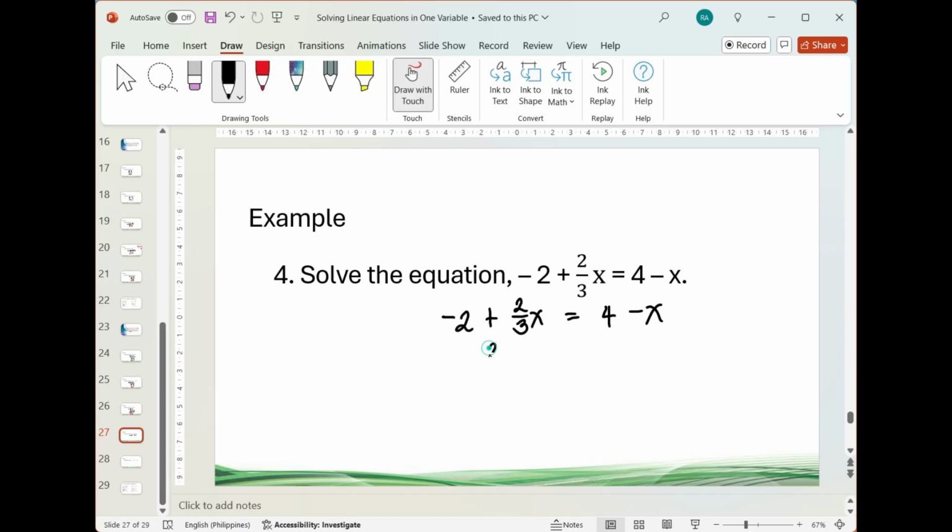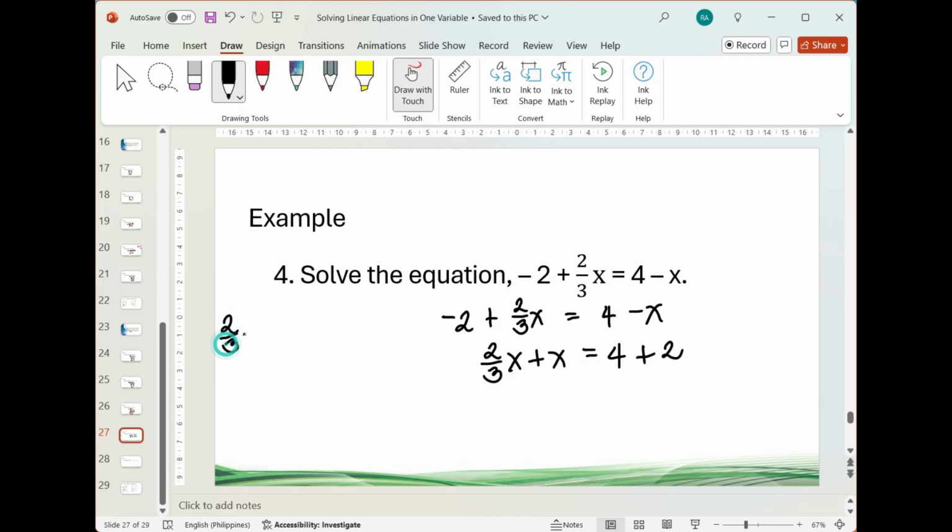So, kopyahin natin si 2/3 x. Pag tinranspose si negative x, magiging positive x. Equal. So, si 4, wala tayong gagawin. Si negative 2, ita-transpose din natin. So, magiging positive 2 na po siya. So, what is 2/3 x plus x? So, parang ano po yan, ano?